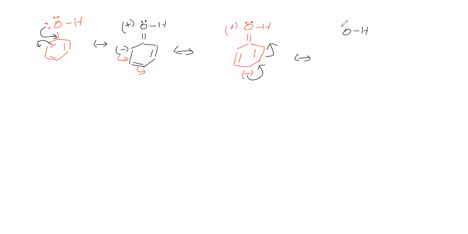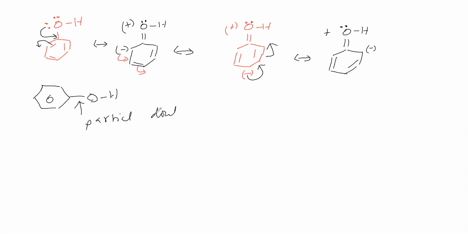Next step, the negative charge becomes a pi bond, which becomes a negative charge. So how will it be? Here OH positive charge, here a double bond, here pi bonds, here negative charge. Because of resonance, the C-O bond gains partial double bond character. Therefore in phenol, this C-O bond is a partial double bond.